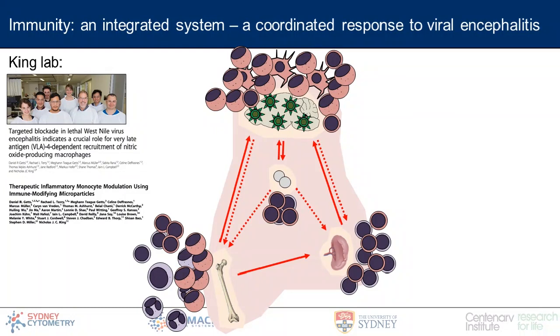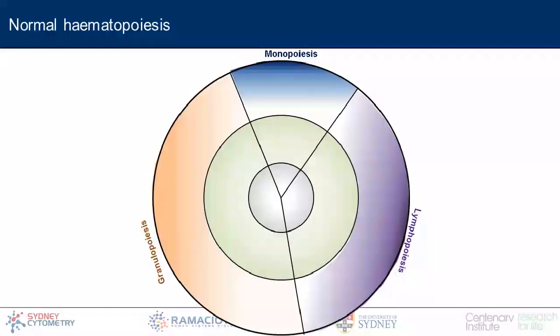And other papers from the King lab over the years have shown that if you use various methods of interfering with the way that these cells infiltrate into the brain, you can actually prevent much of the pathology and death that's seen in these models. Now, one of the areas that I care about in particular in my work, and the work from my PhD, is the bone marrow.